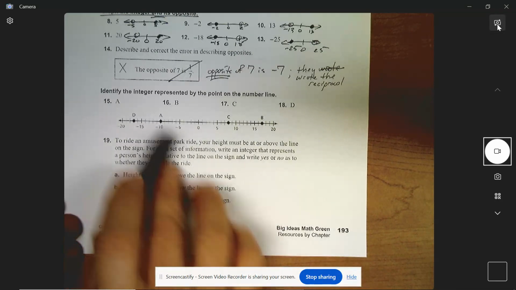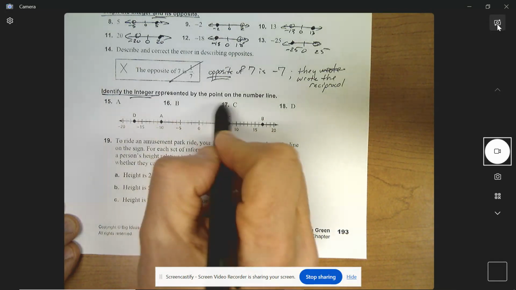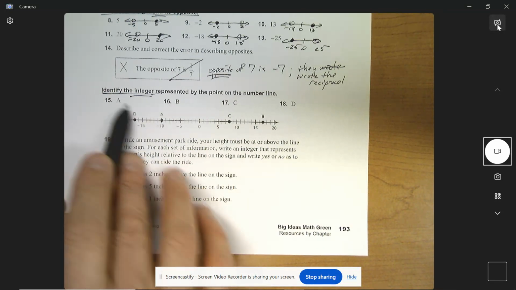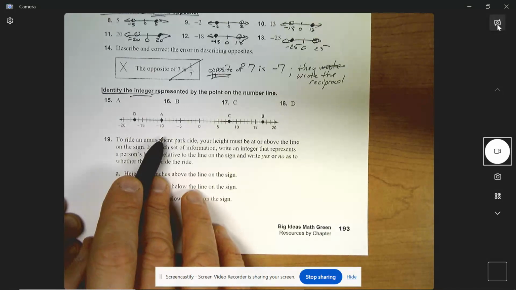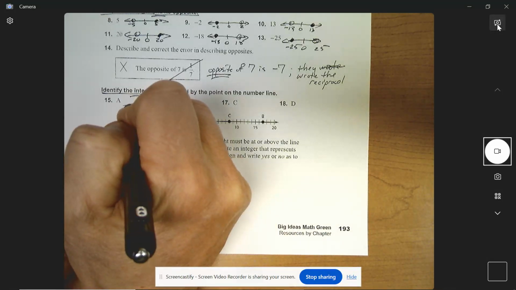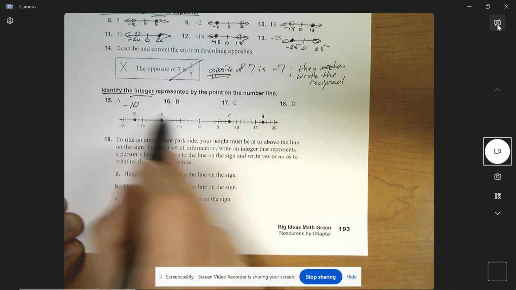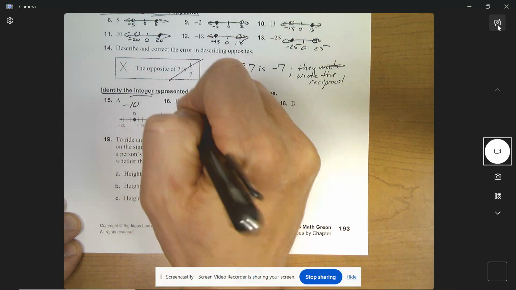All right. Identify the integer. Identify the integer represented by the point on the number line. So point A is over here, and we're just going to identify point A, and that is negative 10. All right. B is, well, it's 15, there's 20, so it's got to be 17.